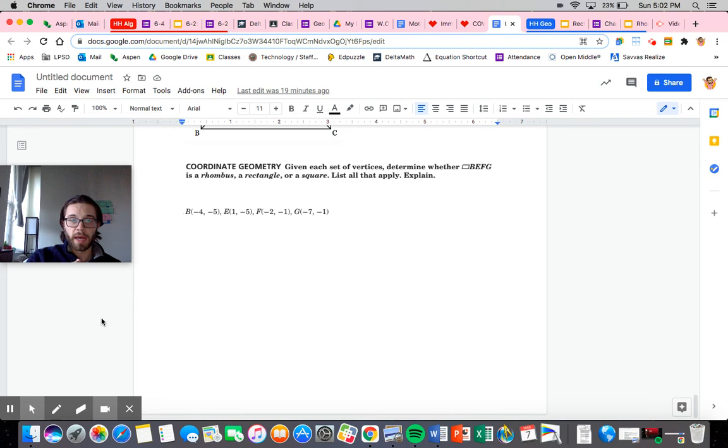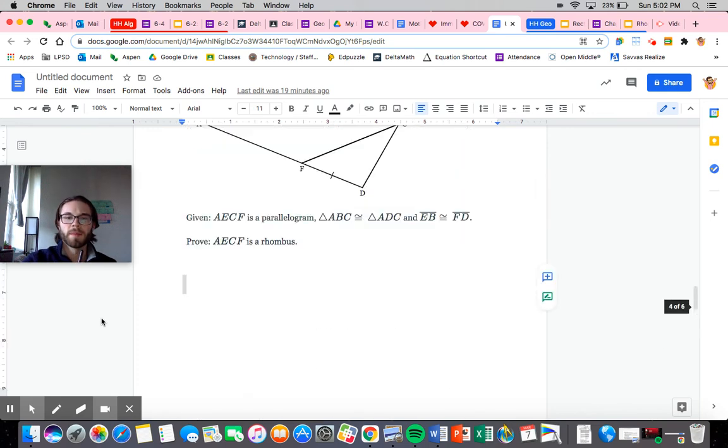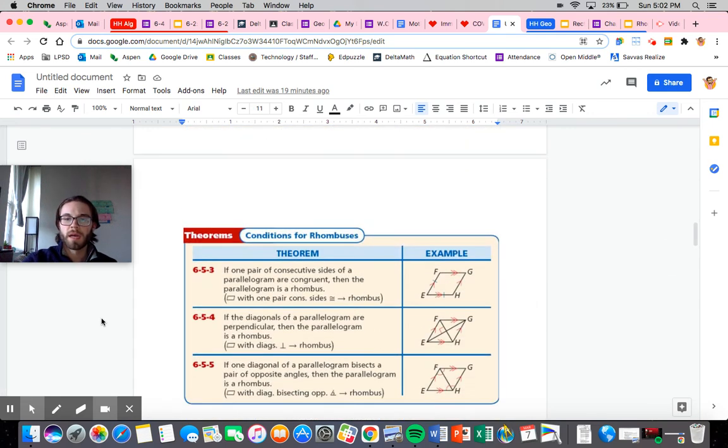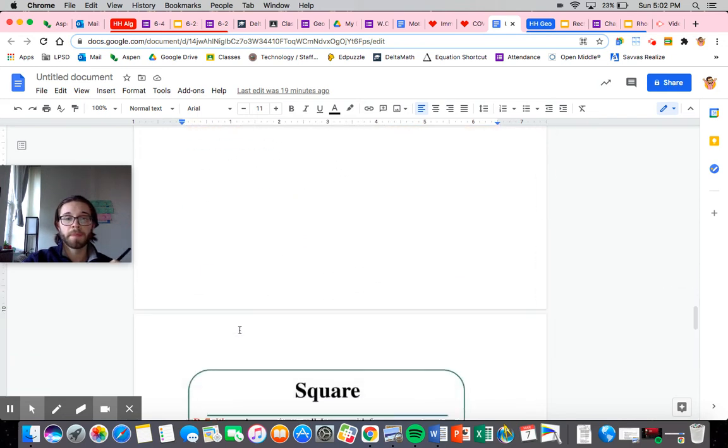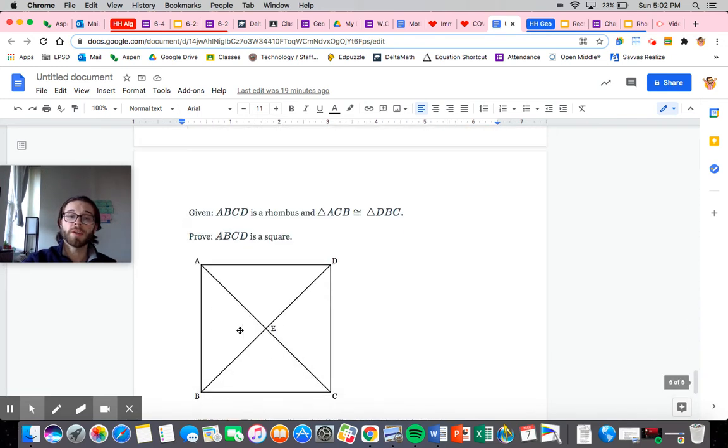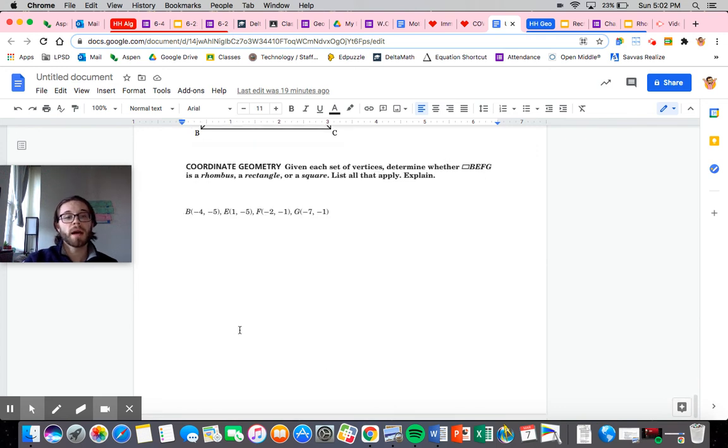But how do we actually show that? Well, unfortunately, the pieces of information that are most beneficial to a rhombus really come down to a couple things. Well, if we scroll back up, how do we show things are rhombuses? We could show that the diagonals are perpendicular. It's not a bad idea. Or you could just use distance formula. All right, so let's go through this process.